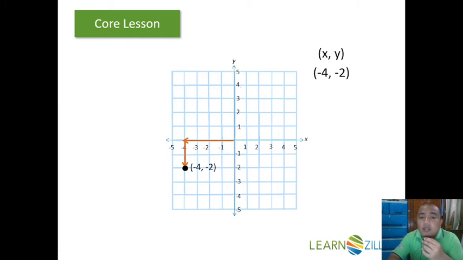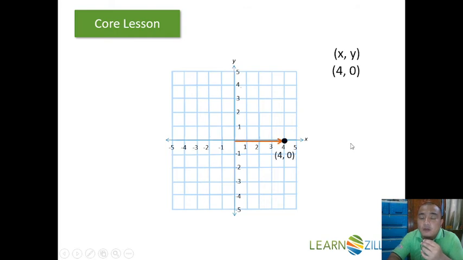It's in quadrant 3. And how about this? 3, negative 2, 3 units to the right and 2 units down. It's in quadrant 4. Okay. There's more. 4, 0. 4 units to the right and no moving upward or downward because it's 0. So it's on the x-axis for 0. How about this? 0, negative 2.